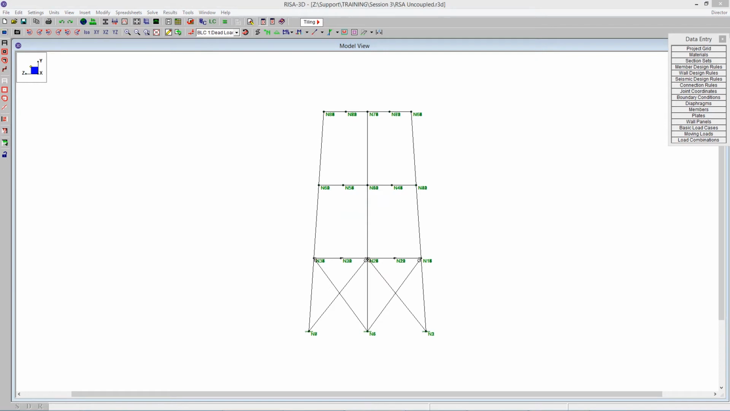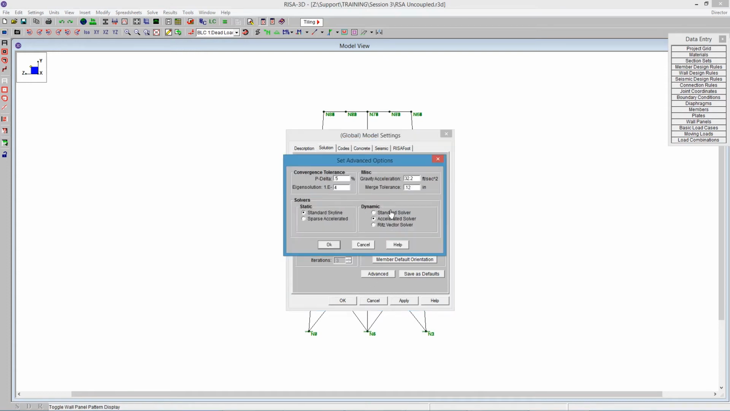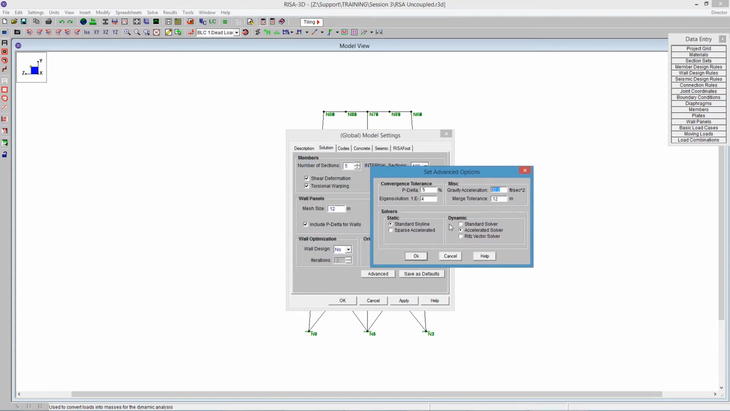So what I'll do is, as I mentioned, if we look at the global parameters in the solution tab, there's an advanced button, and there's a dynamic solver, so you can choose the accelerated, standard, or the RITZ. I'm going to stick with the accelerated solver on this one, and you can see that gravity acceleration I mentioned is listed there as well. So I'm going to say OK.